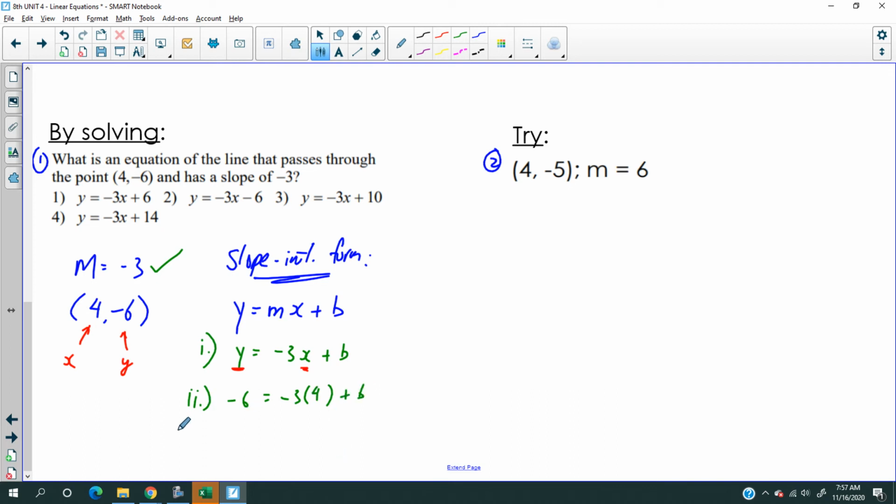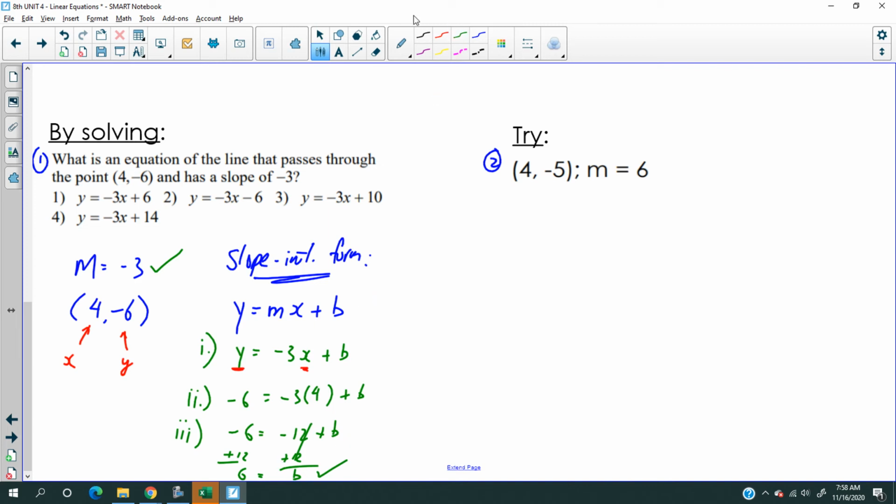Now, keep the faith here with me. Let's just keep playing this game here, right? So -3 times 4 is -12 plus b. Oh, look, looks like we actually have an equation here. So let's solve it. So that's 6, and that cancels out, that equals b. Oh, look, we have our y-intercept.